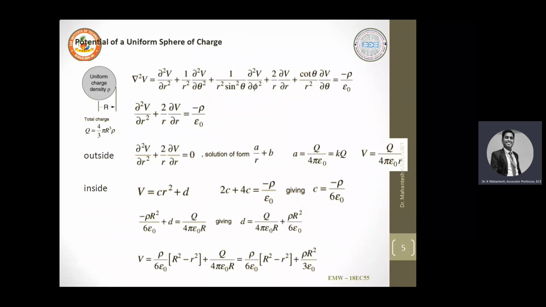Therefore, V is equal to Q by 4 pi epsilon naught R, which is similar to your potential equation in electrostatic field. But inside, we can calculate V is equal to rho by 6 epsilon naught times (R square minus r square), which is equal to rho R square over 3 epsilon naught.